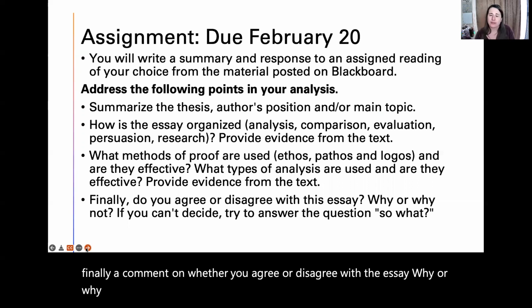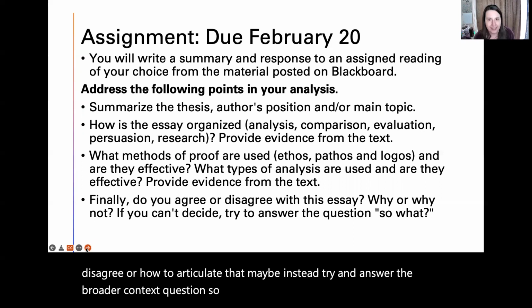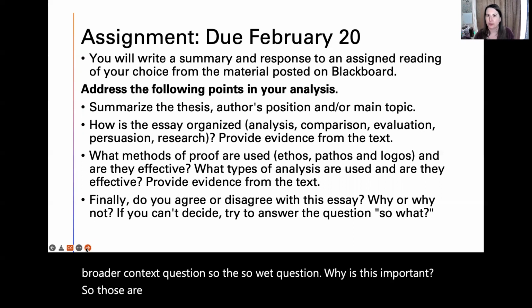If that's difficult for you to figure out, like whether you agree or disagree or how to articulate that, maybe instead try and answer the broader context question. So the so what question, why is this important? So those are the 4 things that you will be required to do for this first major assignment.